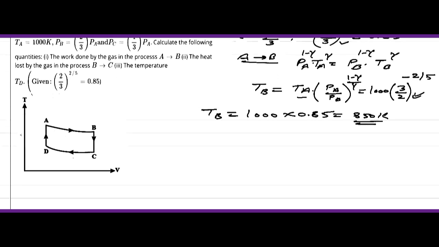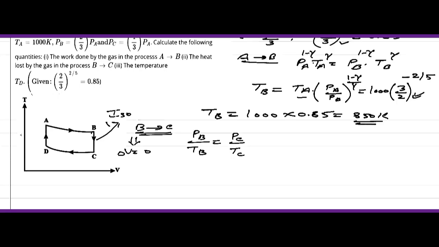After all this, if we talk about the process B to C, B to C is an isochoric process. So we can write by the ideal gas equation, PB upon TB is equal to PC divided by TC. As we know that in this process, the change in volume must be equal to 0, because B to C is an isochoric process.